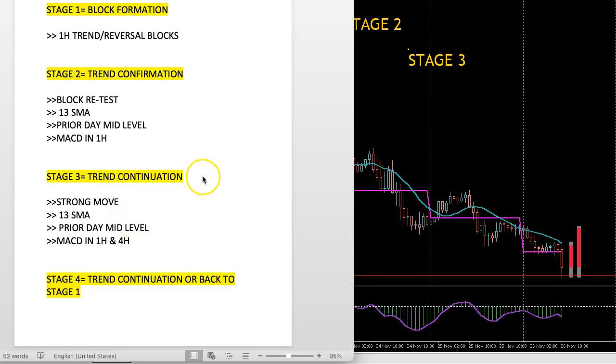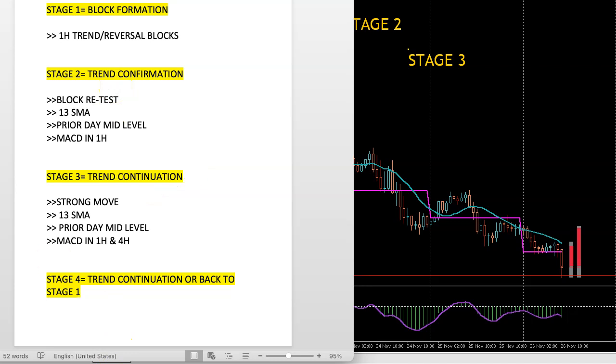So while you're on stage 3, you might get a stage 1 block formation in the opposite direction. Just doubt it and see, hey, if everything meets, if I get a candle that closes below the moving average, I'm going to give that a try, because there are higher probabilities that it's going to go in that direction. That may be going back to stage 1, block formation, trend confirmation, and the whole nine yards, right?